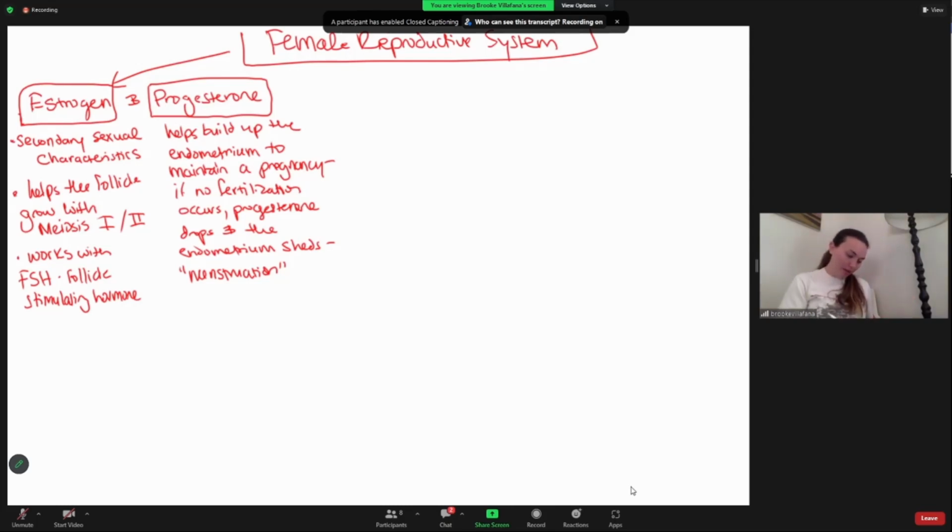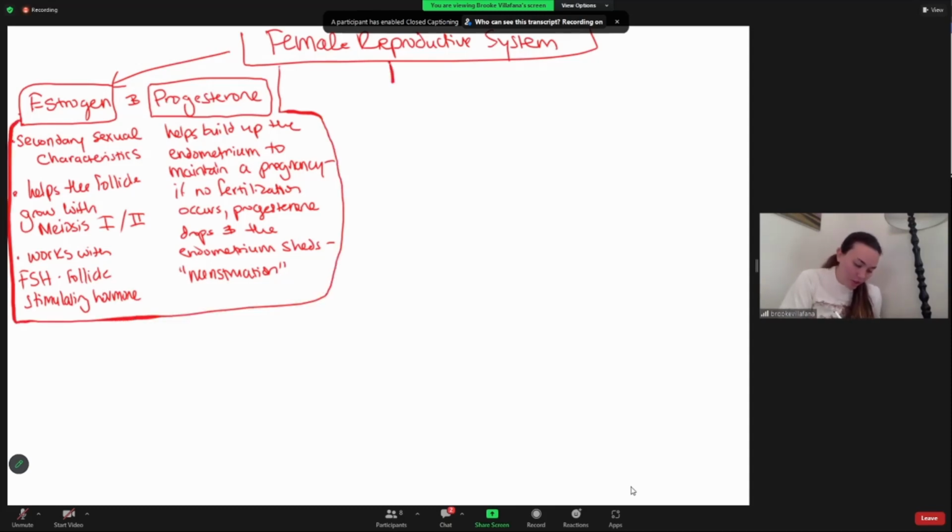Okay, so that would be hormones here. Okay, next section is we have the external female anatomy, and then we'll talk about the internal female anatomy. And as usual, we'll see how much I can write on this page before I run out.